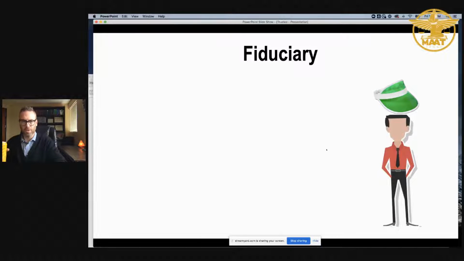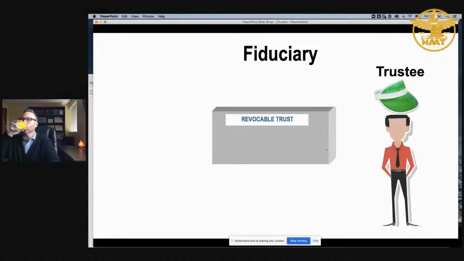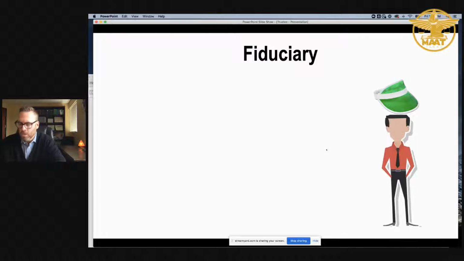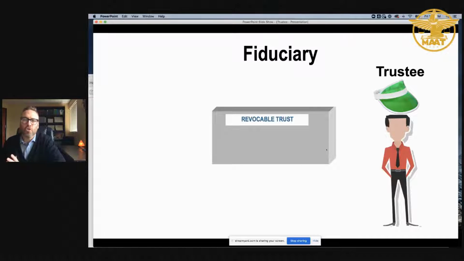All right, so a fiduciary. A fiduciary is a person that's managing money for the benefit of another. Now in a trust, that person's called the trustee. A lot of times the persons that create a trust serve as a trustee. They manage the assets in the trust until they pass away or until their health declines and they're no longer able to manage things.